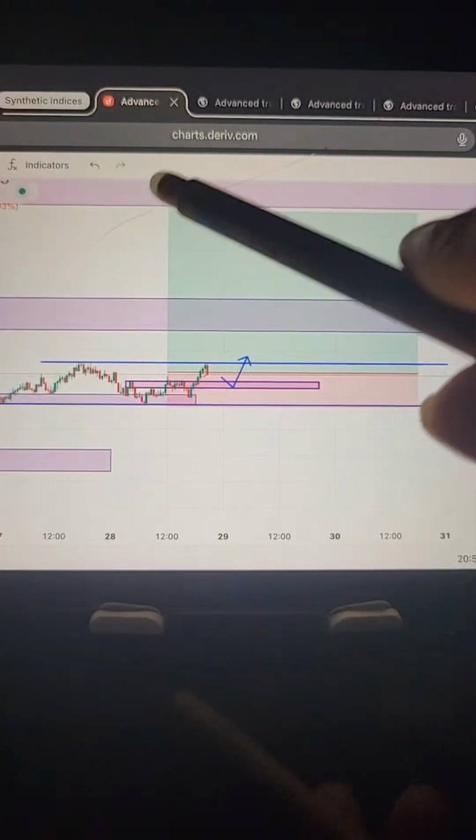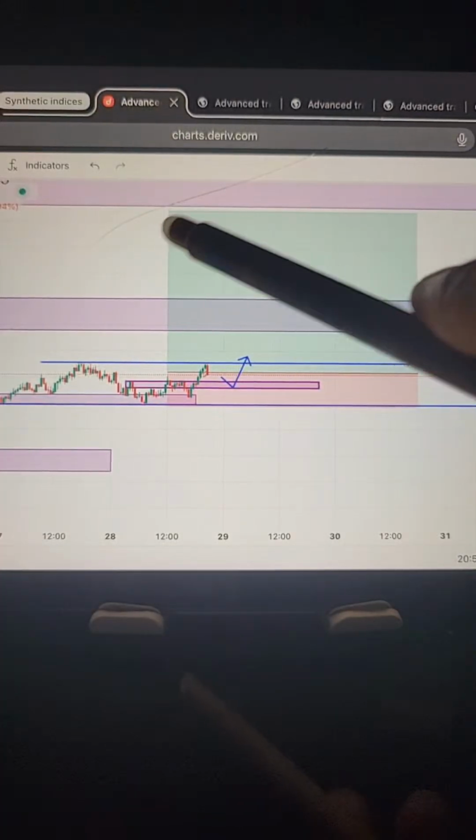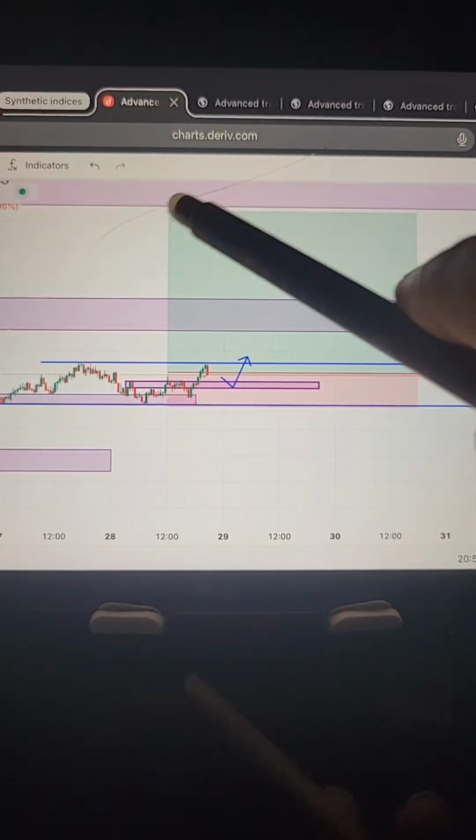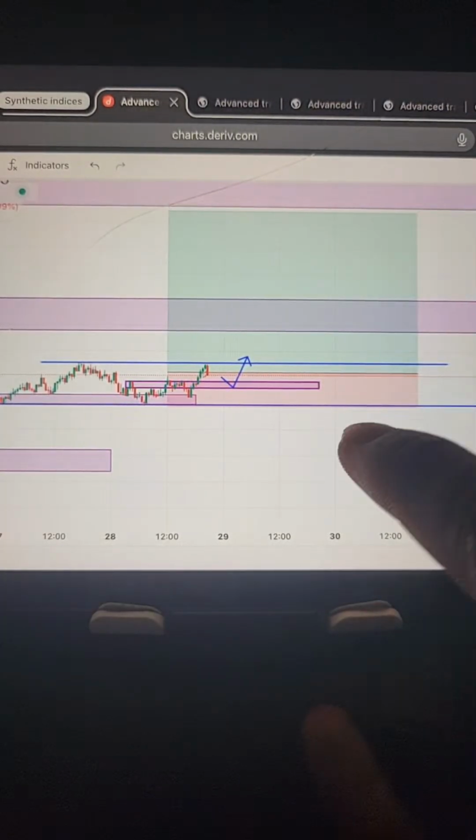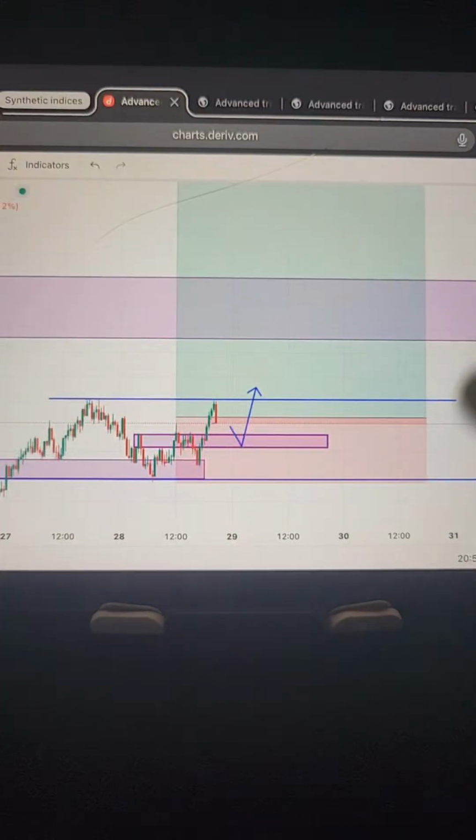So this zone is definitely going to be taken out, sure banker, because I'm targeting a very strong key level from the higher time frame. That is where I started to do my analysis from. There is a strong key level around this zone where I'm targeting. So price is going to go there no matter what.